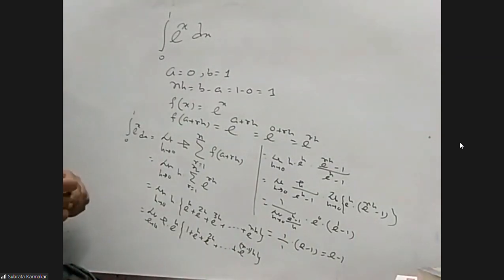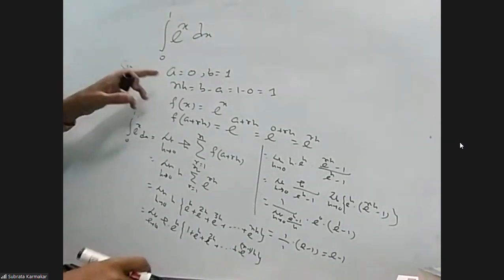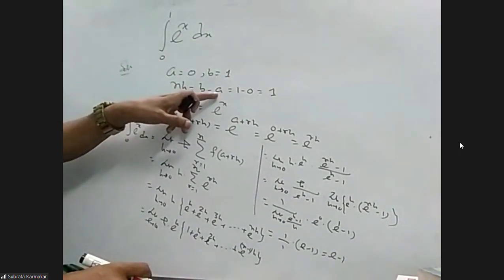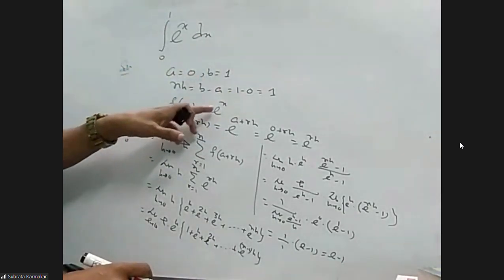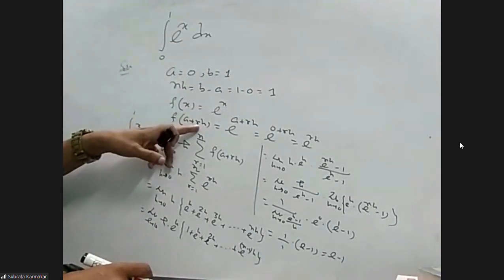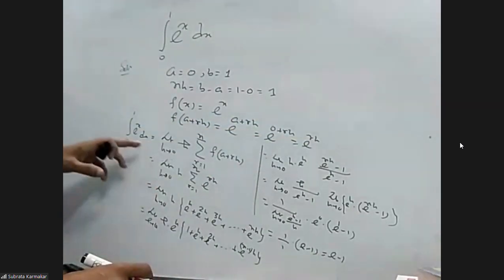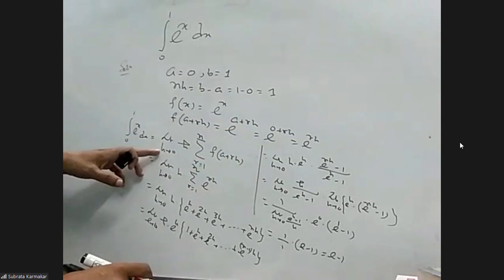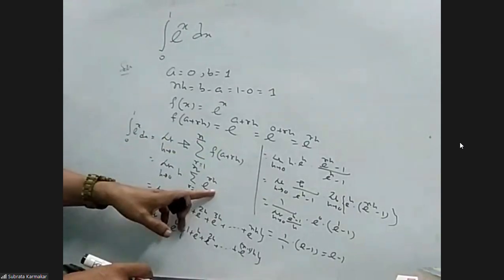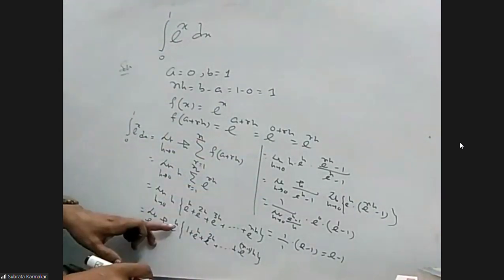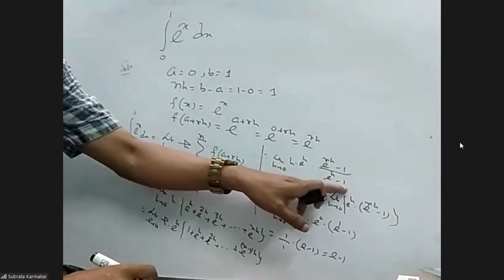So simple. First of all, you write the solution. Here nh we need, b minus a, upper limit minus lower limit, 1 minus 0, because b is 1 and a is 0, which we write at the beginning. Then f(x) is e to the power x, what is given. Then f(a + rh) you calculate: e to the power (a + rh), a is 0, the lower limit, so e to the power rh. Now 0 to 1 e to the power x dx, limit h tends to 0, h into this formula, then h into f(a + rh), e to the power rh, then you put 1, 2, 3 up to n, take common e to the power h, then inside what will come, GP formula, e to the power nh minus 1 by e to the power h minus 1.